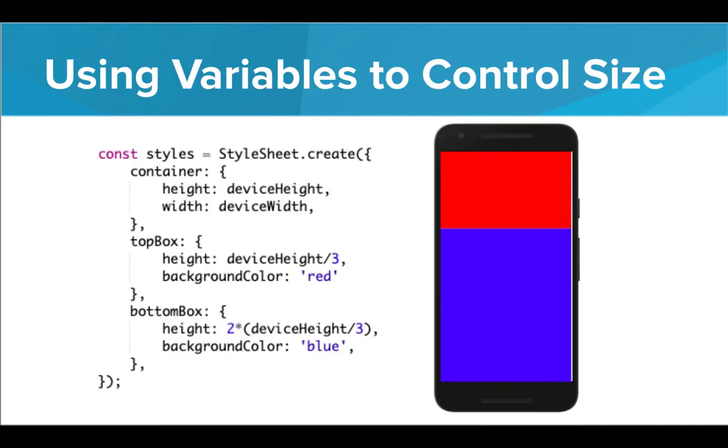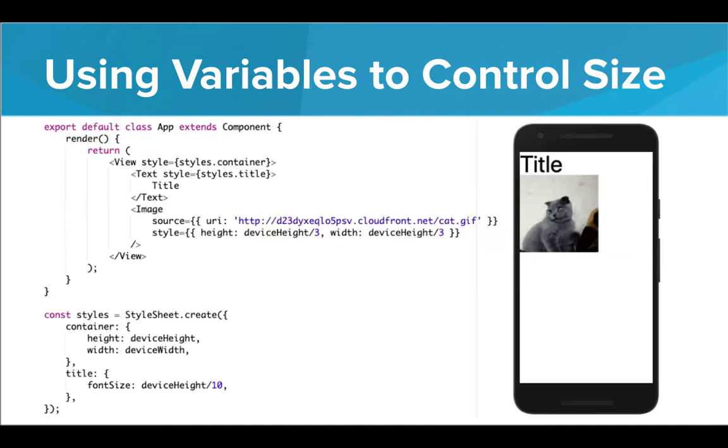For example, in this program, the top red box is being sized to fill 1/3 of the height of the entire screen. The blue bottom box is being sized to fill 2/3 of the height of the screen. The variable device height is being used inside these equations to size different components based on the height of the screen being used. We can also use these variables to control the size of our text and images.